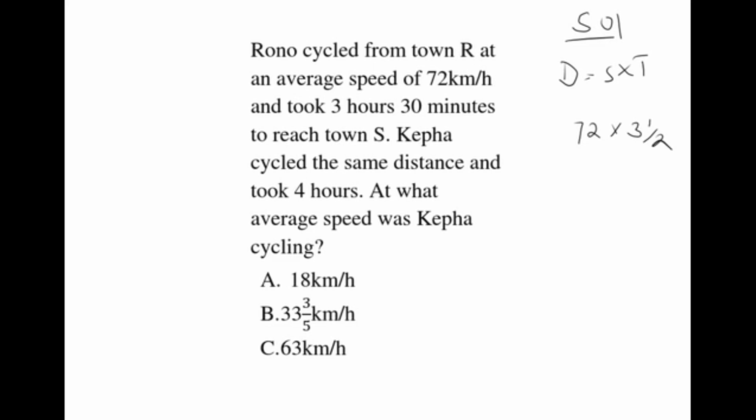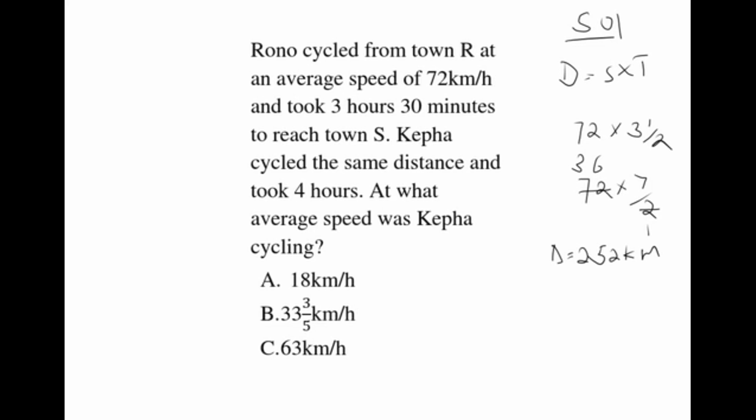Therefore, we shall have 72 times 2 times 3 is 6 plus 1, 7 over 2. Then we can simplify by 2, 1. 72 divided by 2, 36. 36 times 7, 252. Therefore, the distance is 252 kilometers.